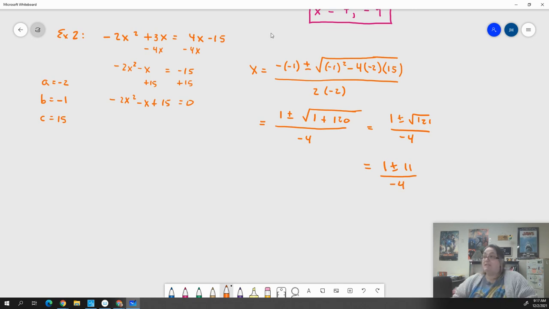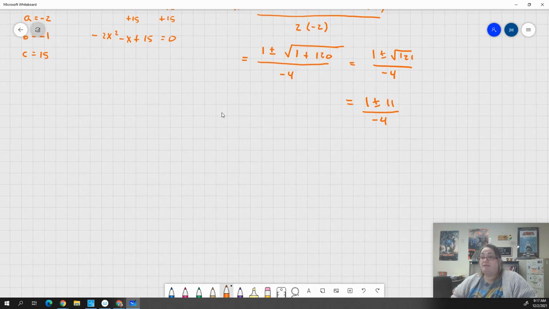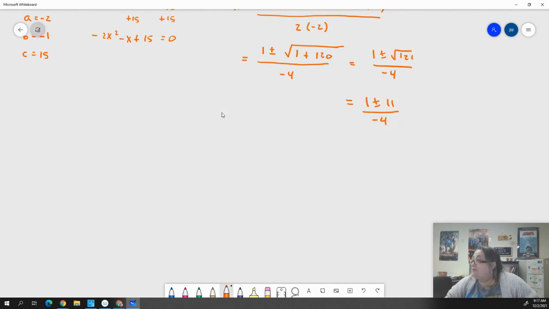And when we look at that, we have to understand that it's 2 solutions. The first solution is 1 plus 11 over negative 4. And the other one is 1 minus 11 over negative 4. And do you have to separate these all the time? No, but I always do when I'm teaching it so that you can understand that they're two. Normally, I just figure them all out in my head, and I'm sure you will get to that point.